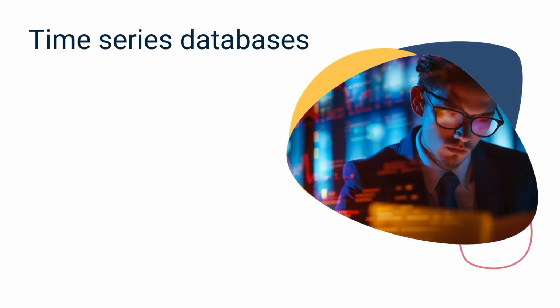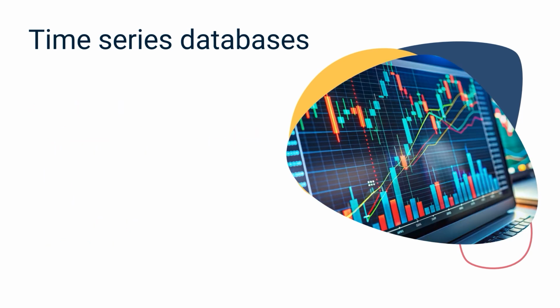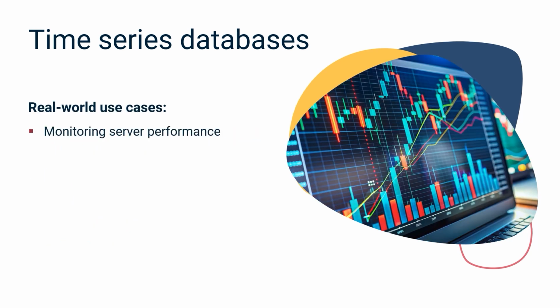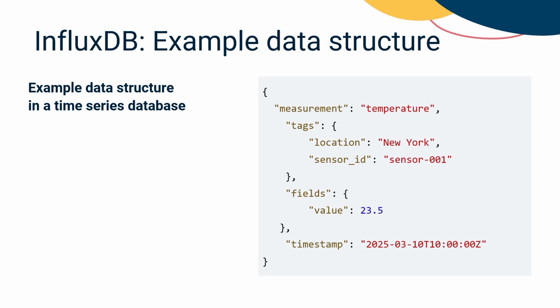Time series databases are specialized NoSQL databases optimized for storing and querying time-stamped data, making them ideal for applications that deal with data that changes over time, such as sensor readings, financial transactions, and event logs. Some of the real-world use cases include monitoring server performance, for example, CPU, memory and network usage, tracking stock market trends over time, and logging temperature and weather changes from IoT sensors. Let's look at an example data structure in InfluxDB, which is a time series database.